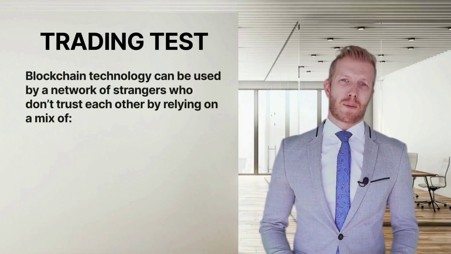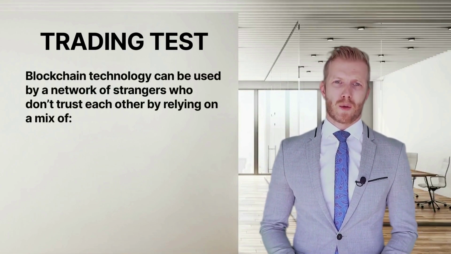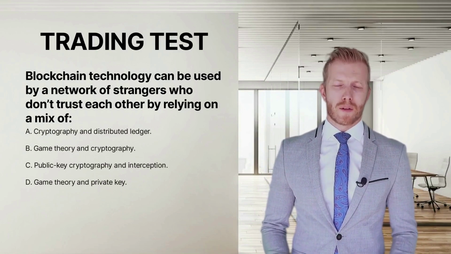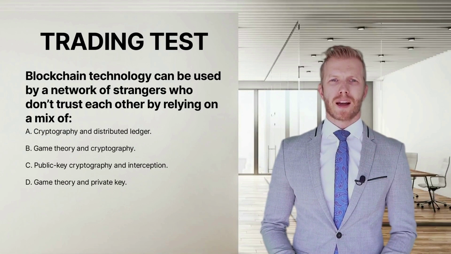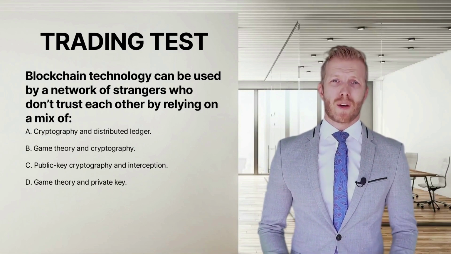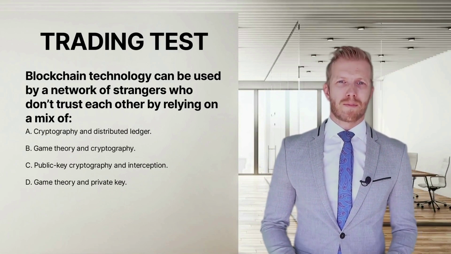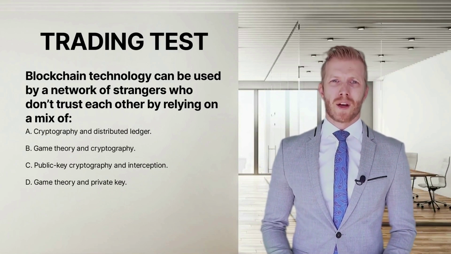Blockchain technology can be used by a network of strangers who don't trust each other by relying on a mix of: A. Cryptography and distributed ledger. B. Game theory and cryptography. C. Public key cryptography and interception. D. Game theory and private key.